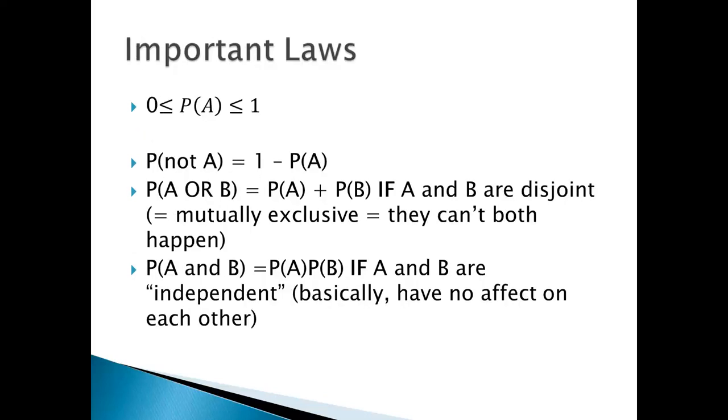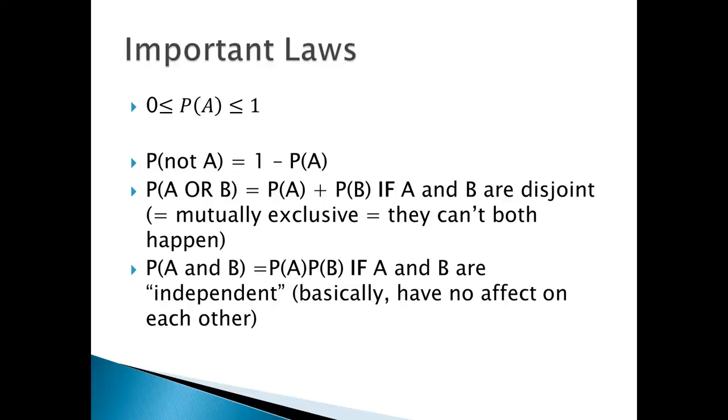So, important laws of probability. Probability is always a number between 0 and 1. Nothing can happen more than 100% of the time or less than 0% of the time. So probability of an event is a number between 0 and 1. The probability that something doesn't happen is 1 minus the probability that it does. You knew that already. If you hear that there's a 20% chance that it rains tomorrow, then you know there's an 80% chance that it doesn't rain.